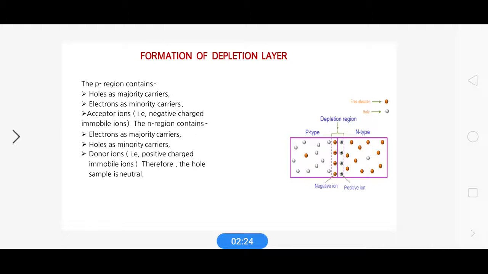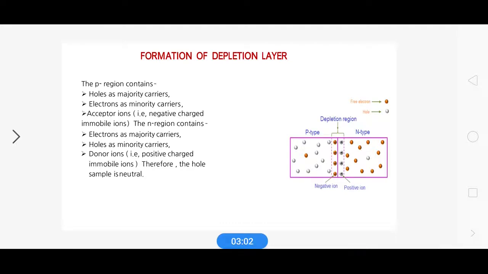Now the formation of depletion layer. How is the depletion layer formed? When p-type semiconductor is joined with n-type semiconductor, the P region contains holes as majority carriers, electrons as minority charge carriers, and there will be some acceptor ions. The acceptor ions are negatively charged immobile ions.